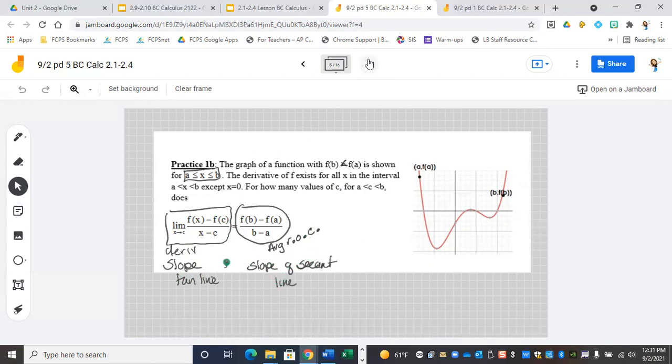So again, you want to sketch your secant line, which is right here. So see if you can do that one for me. Again, this is your secant line. So see if you can find how many times the slope of your secant line equals the slope of that tangent line.